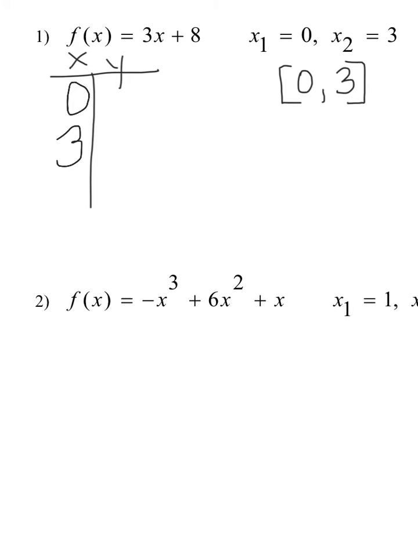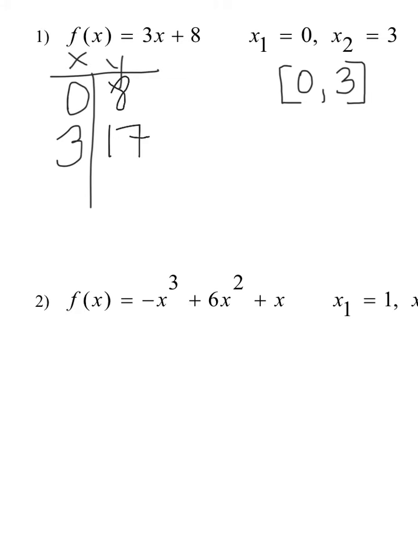All I'm going to do with these values for x is plug them into my equation. This is a pretty basic equation because it's just a linear equation. Plugging 0 in for x, I get 3 times 0 is 0, plus 8, which is just 8. So I get a y value of 8. Now I plug in my 3. 3 times 3 is 9, and 9 plus 8 is 17. So my next value for y is 17.